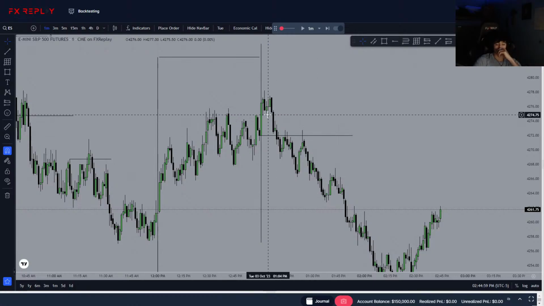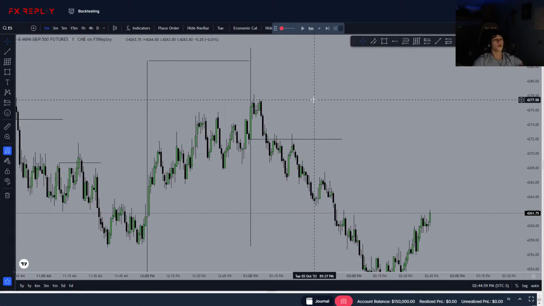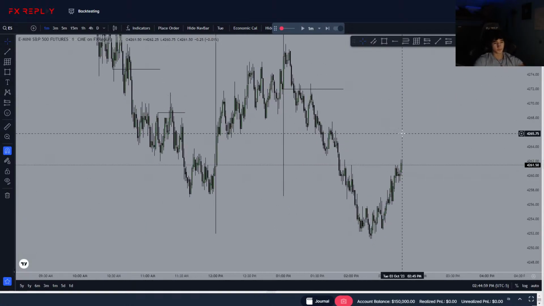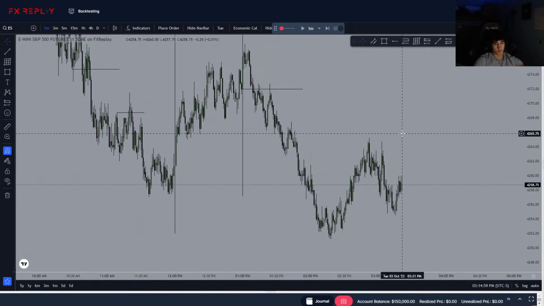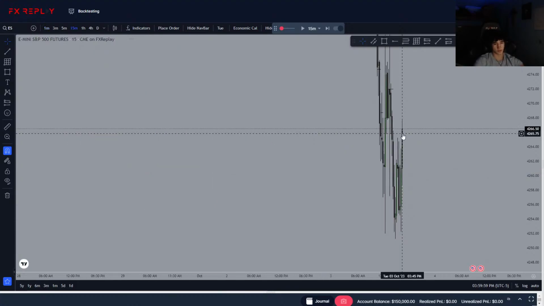This inversion right here also looks pretty good. So, keeping that in mind, let's see what we have going into tomorrow. Skipped a little bit too far forward.